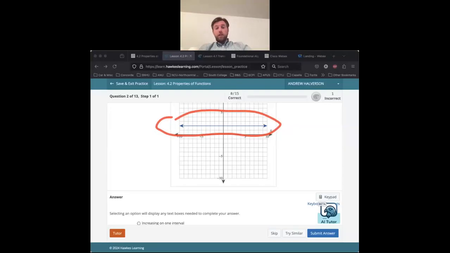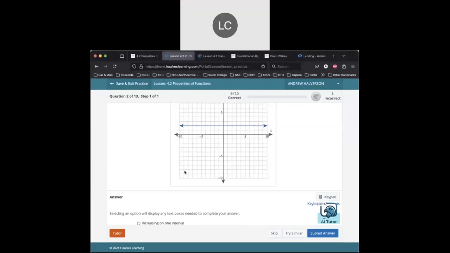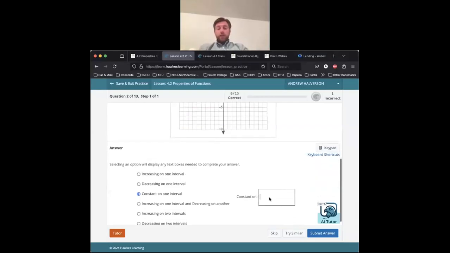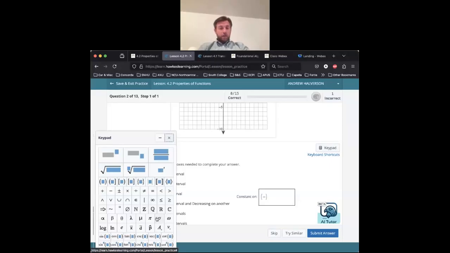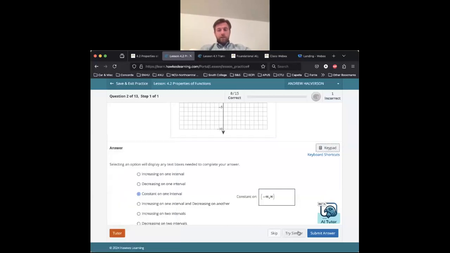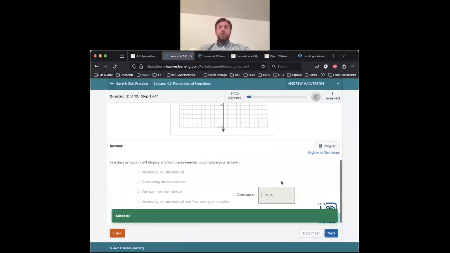And you would say, because that's one of your review test questions. What's the domain here? Negative infinity to infinity because they have arrows. So the only interval is negative infinity. So you have to use your keypad here. Negative infinity to positive infinity. So let's see, did we get our answer right? Yeah. So you will want to be prepared to do the interval notation as well.